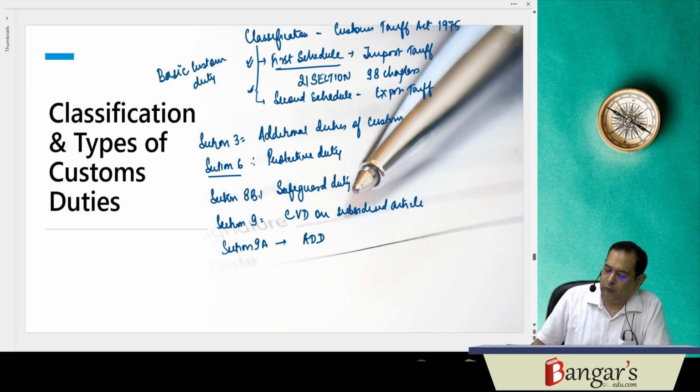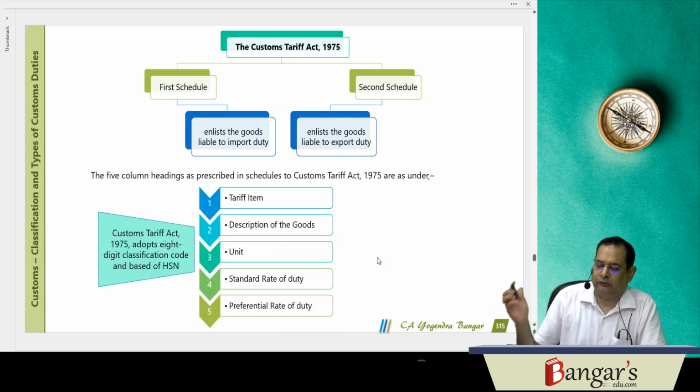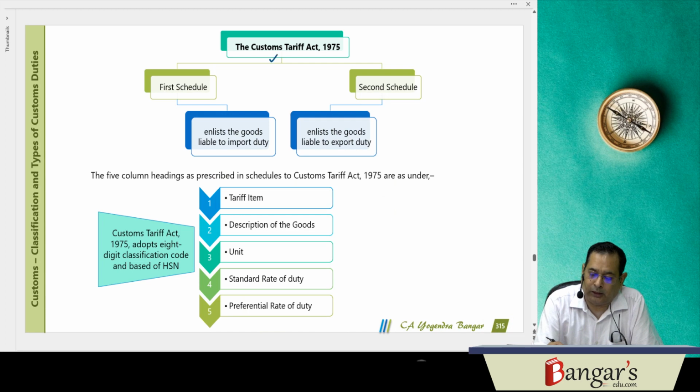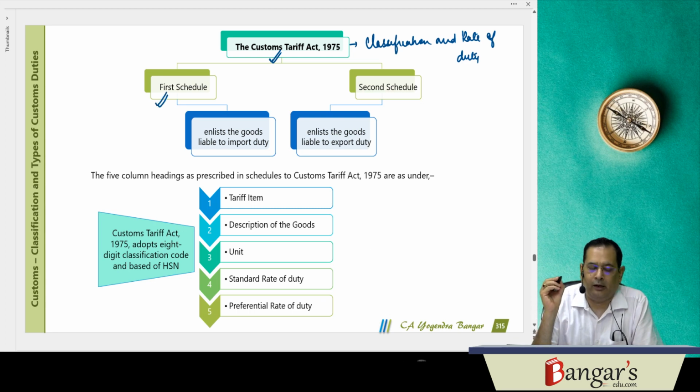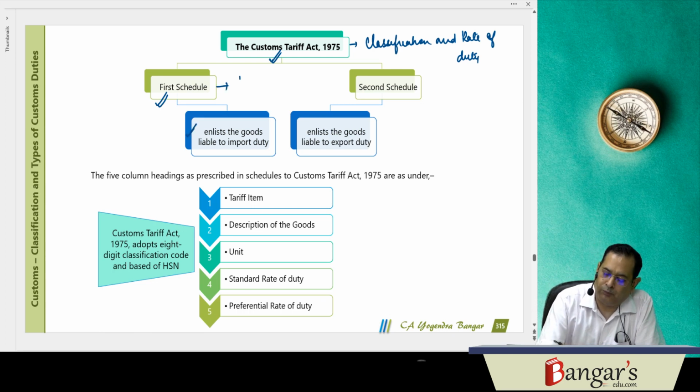So what type of duties are levied and what is the rate of duty, that is determined by the tariff. Now let us see. As I already told you, our Custom Tariff Act 1975 is there. Basically, tariff is for the purpose of classification of the goods and rate of duty. Now this tariff contains two schedules. The first schedule enlists the goods which are liable to import duty of customs. Hence it is known as import tariff.